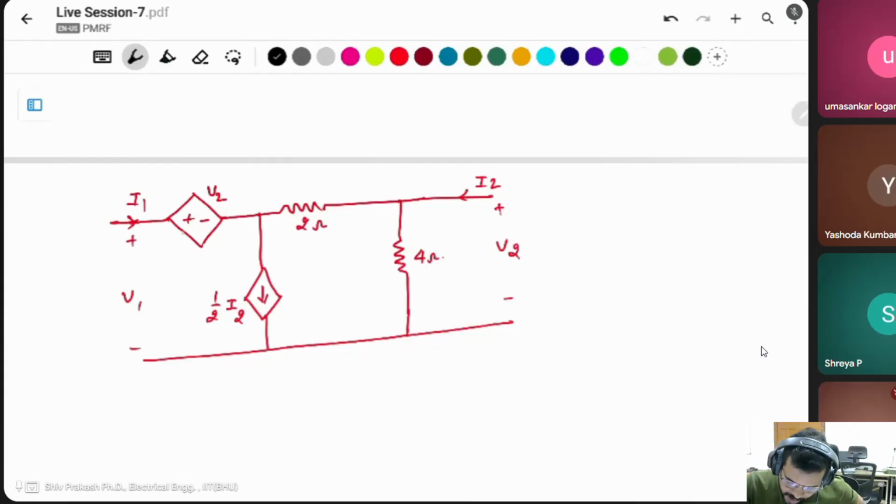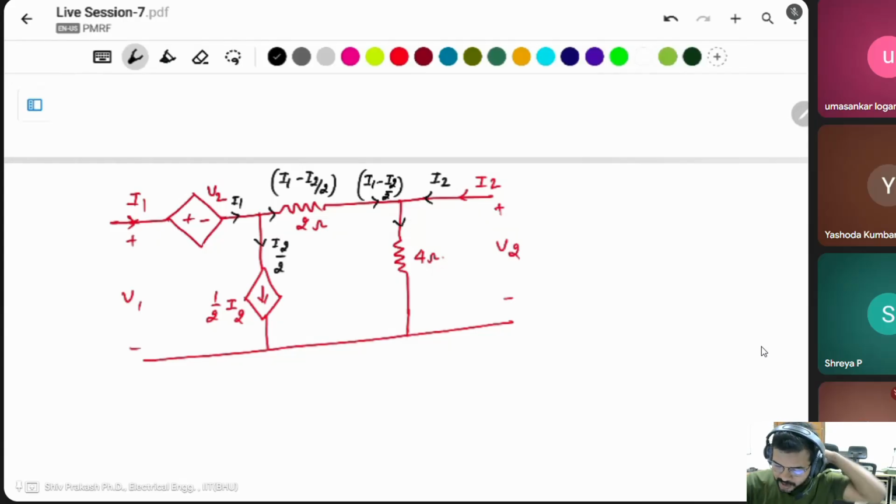Here current is given as I1. This current is I1 and this current is I2 by 2. Then what is this current? It means I1 minus of I2 by 2. This same current is here. This current is I2. This current is I1 minus of I2 by 2. Then what is this current? Both currents are coming and going to the 4 ohm resistance. Then I1 minus of I2 by 2 plus I2. Then this will be I1 plus I2 by 2.